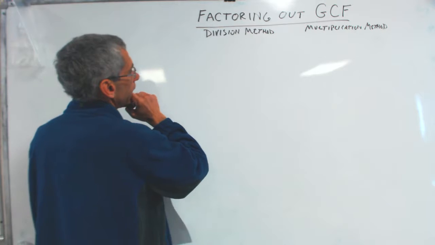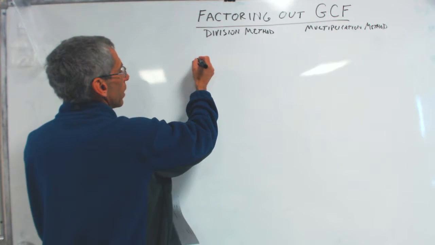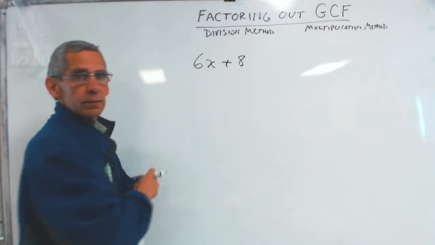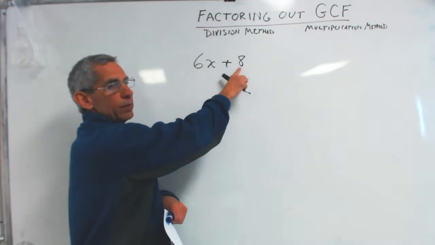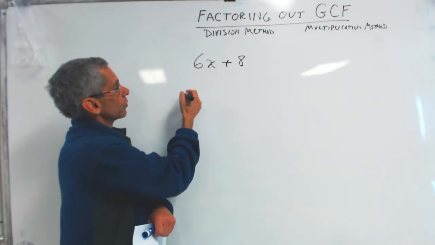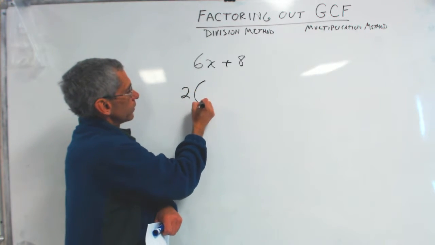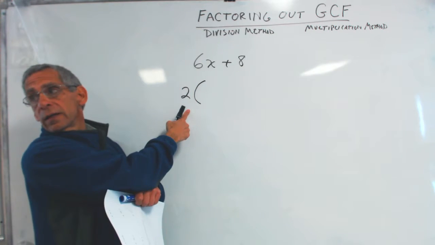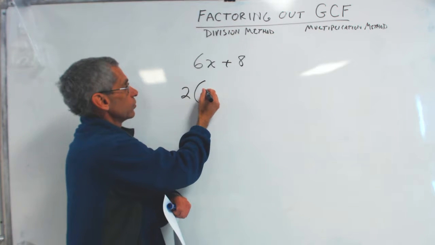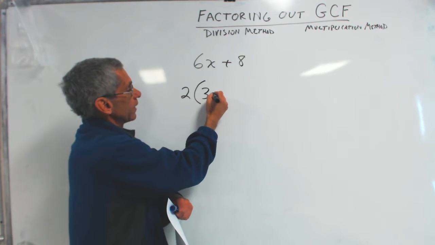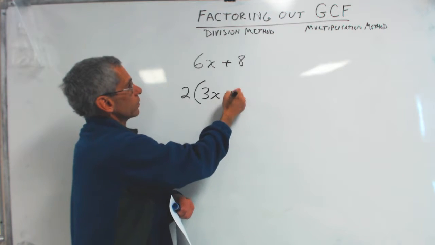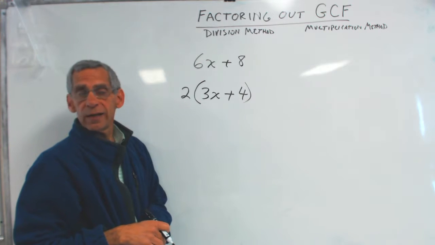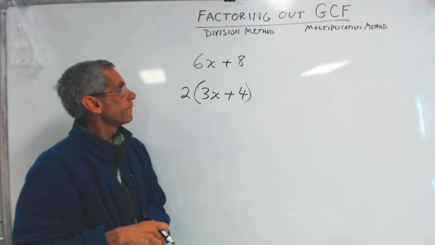All right, so let's say I gave you 6x plus 8. Now, what is my greatest common factor? 2. So I'm going to put a 2 here, parentheses. Using the division method, 6 divided by 2 is 3. So I'm going to put 3. The x has to tag along because I'm not taking out the x. And then plus 8 divided by 2 is 4. Pretty easy, right?